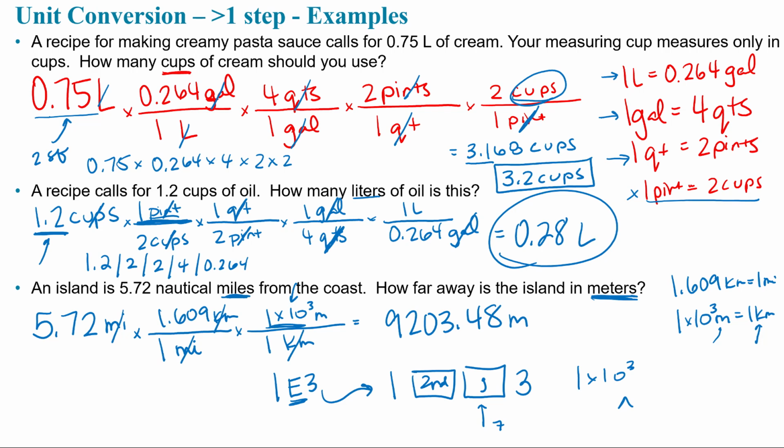So then if I look back at my sig figs, I have 5.72, that's 3 sig figs, so I'm going to write this in scientific notation, 9.20 times 10 to the third meters.